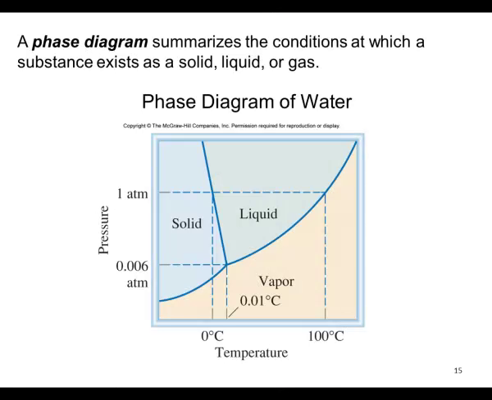A phase diagram summarizes the conditions at which the substance exists as a solid, liquid, or gas. There is the solid region, the liquid region, and the vapor region. Where the lines intersect is called the triple point. For water, the triple point is 0.006 atmospheres and a temperature of 0.01 degrees Celsius.